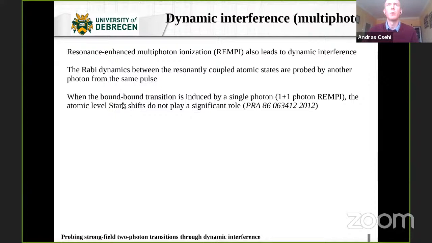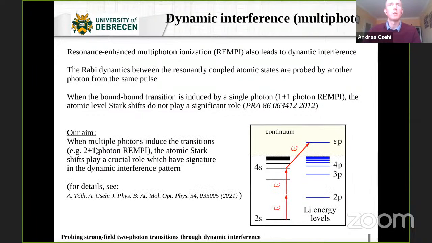The situation when the bound-bound transition is induced by a single photon, namely the 1+1 photon REMPI process, has been studied before, and it was shown that in this case the Stark shifts do not play a significant role. So here we want to focus on situations when the dynamics of the Stark shift of the energy levels plays an important role. So we want to study a process like the 2+1 photon REMPI process, where the Stark shifts play a crucial role. Basically, everything I'm talking about today can be found in this recently published paper.